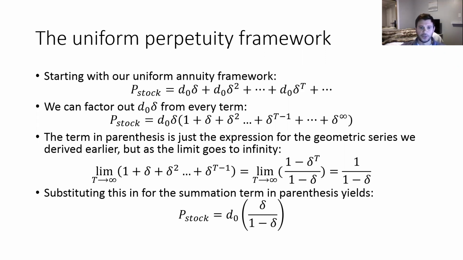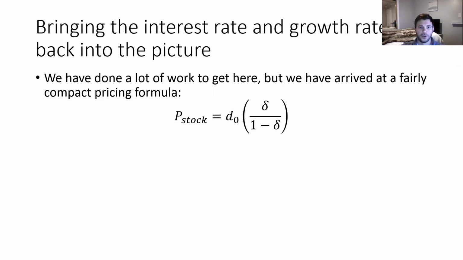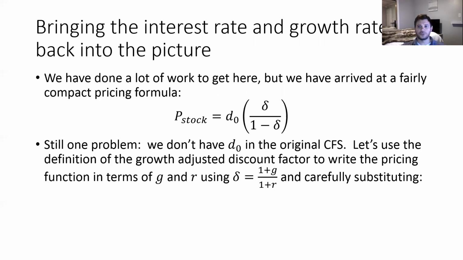It's also going to be useful for us here to go ahead and bring back the interest rate and the growth rate into the picture. So we've done a lot of work. We got to this compact pricing formula. But D0 is not part of the original cash flow stream. So let's go ahead and use our definition of the growth adjusted form of delta and carefully substitute that in.